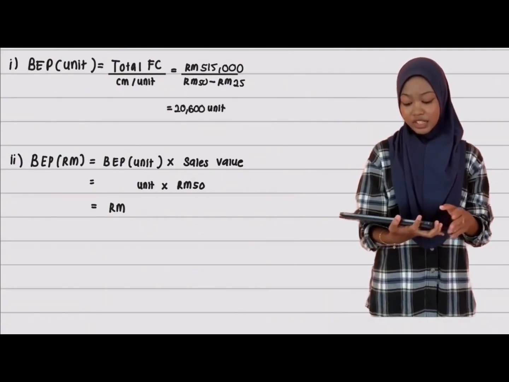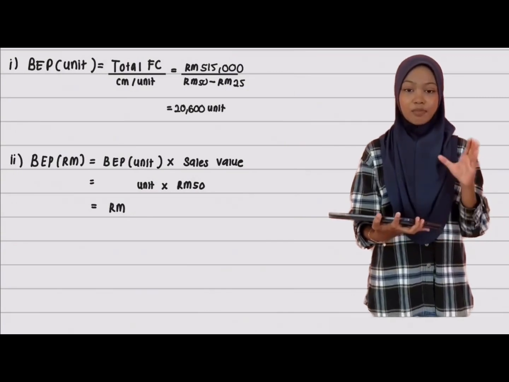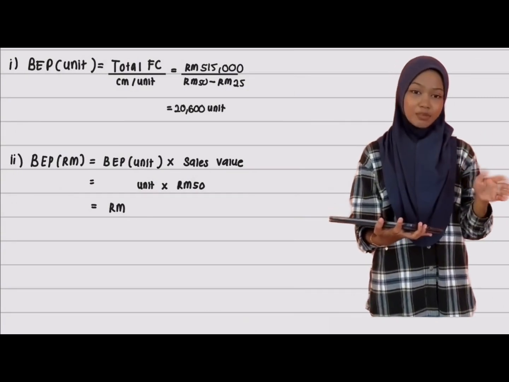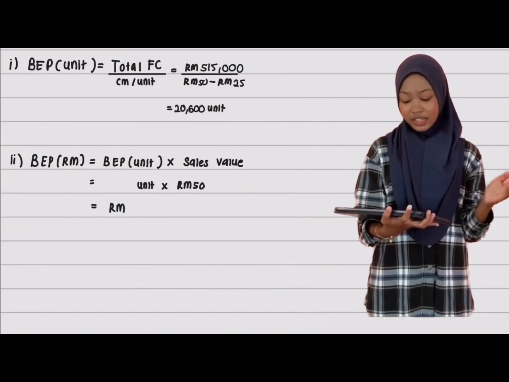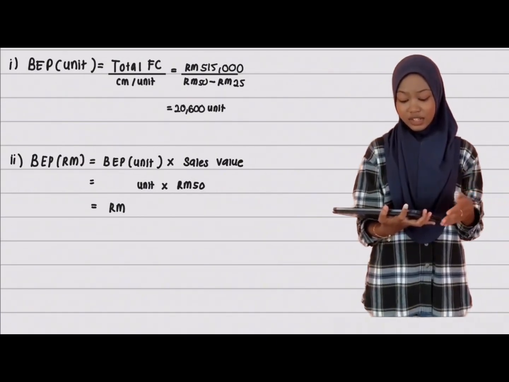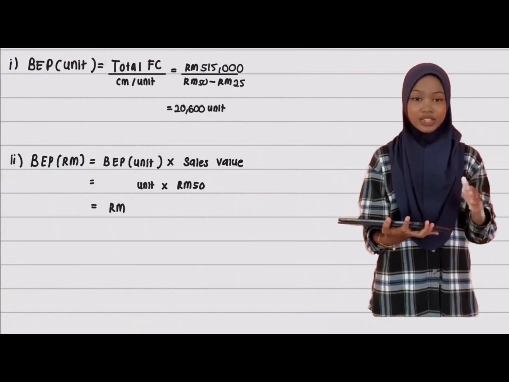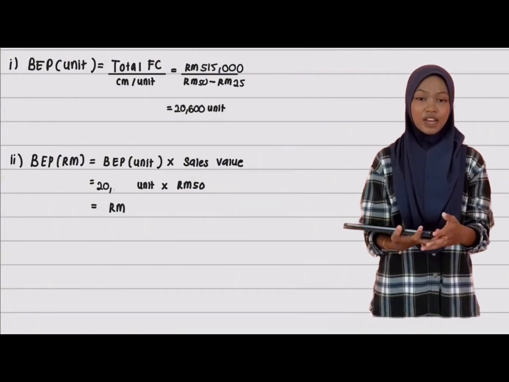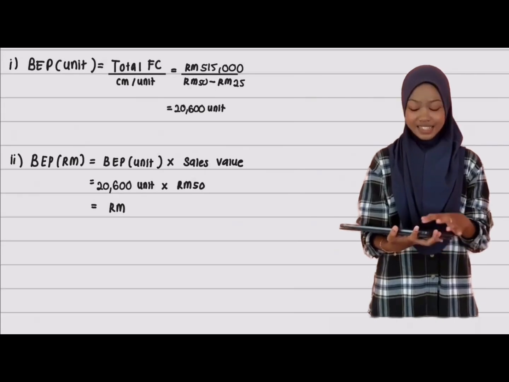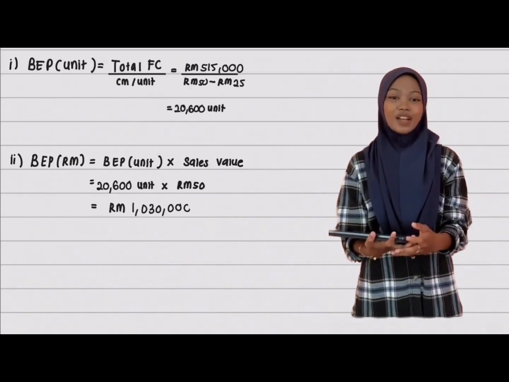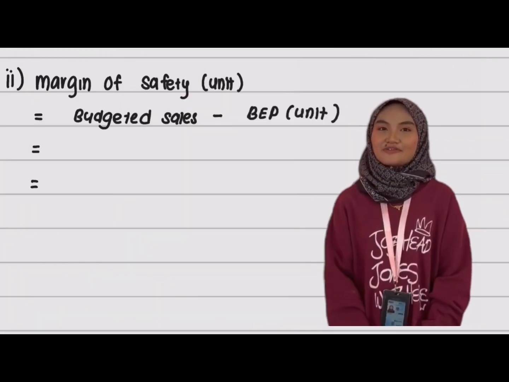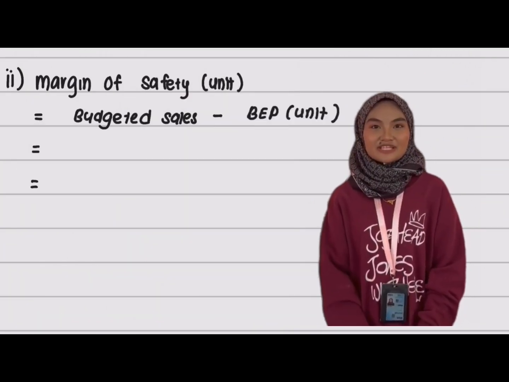Next, we need to find BEP in sales value. So BEP in sales value is BEP unit times sales value. With BEP unit 20,600 times sales value, which is 50 ringgit. So you will get 1,030,000.